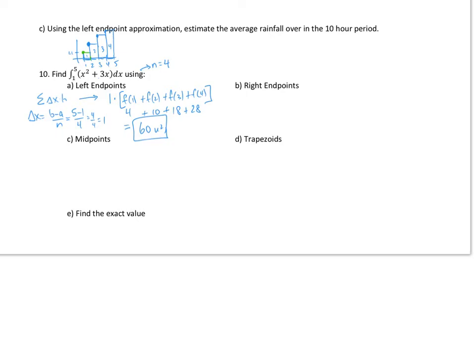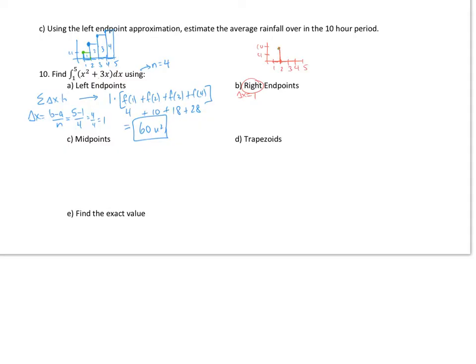Okay, moving on to right endpoints. Right endpoints are going to be similar. So I know my delta x hasn't changed. My delta x is still 1 as I solve for it. So the spacing is 1. So 1, 2, 3, 4, and 5. What has changed, though, is I'm using right endpoints. So instead of starting off here at 4, I'll start off here at what f of 2 was, which I believe was 10. That's my right endpoint.